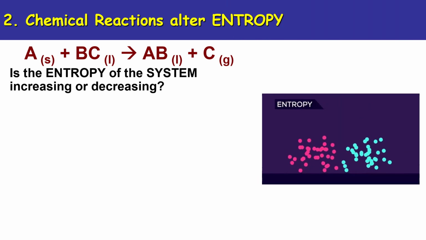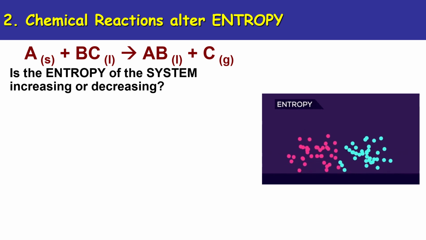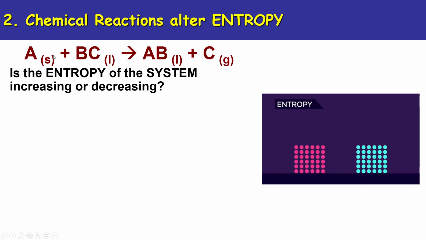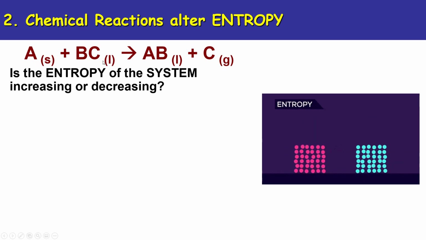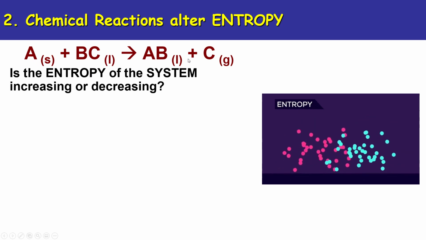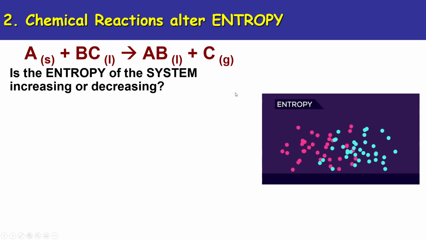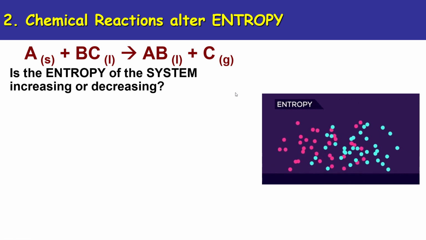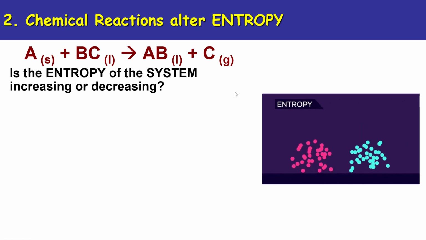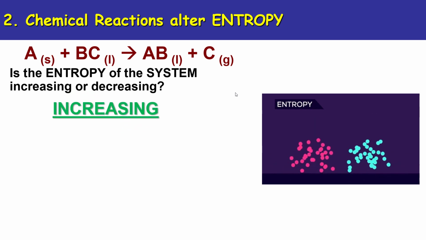So moving along from physical changes, now we're going to look into how chemical changes will actually alter entropy as well. And here is a single replacement reaction that we are looking at, where we have a solid A reacting with a liquid BC, making liquid AB and C, which is a gas. Do you think the entropy of the system is going to increase or decrease? Well, if you said the entropy is increasing, you would indeed be correct.